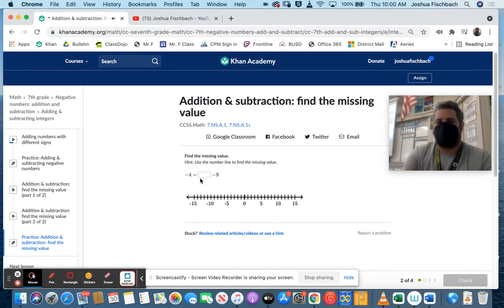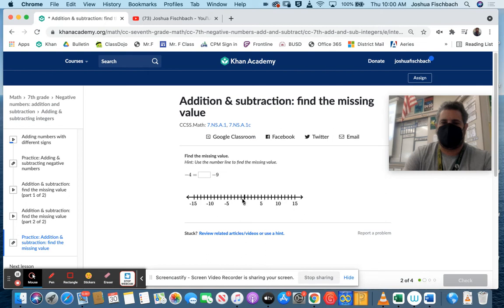This one's -4 equals something take away 9. Well, let's think about that, something take away 9. Basically, you're saying whatever value you're starting at, if you add a -9, which is the same as take away 9, you're basically going to move 9 to the left. So starting at some value, you move 9 to the left, and you end up at -4.